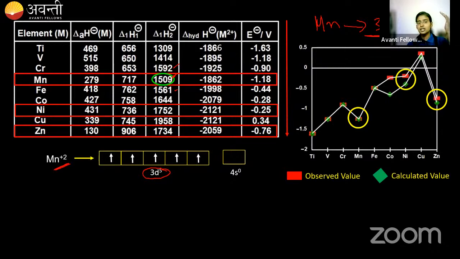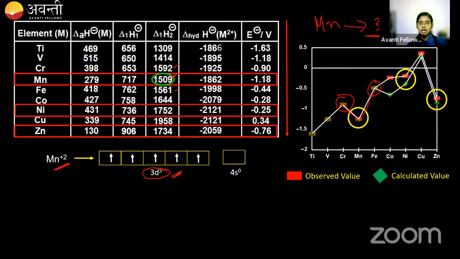Actually, the value should increase. But from chromium till manganese, it is decreasing and then it is increasing. So there is some irregularity. It should actually increase, but there is one exception because of the half-filled stable configuration of manganese. That exception is arising.